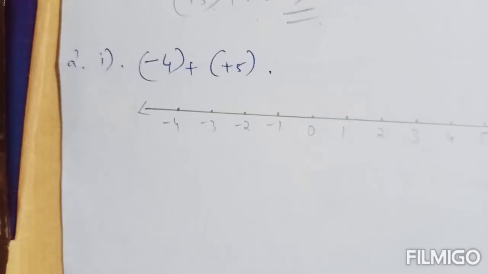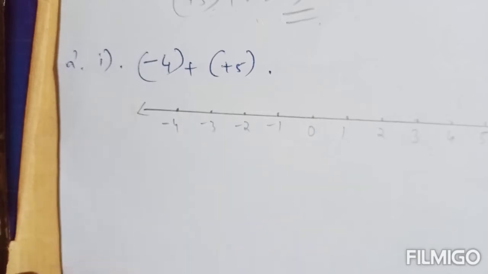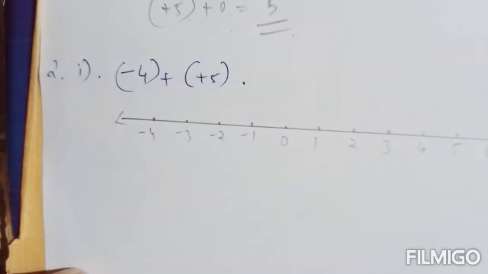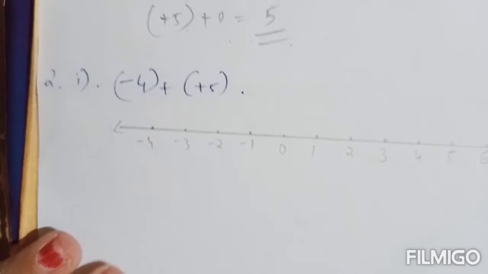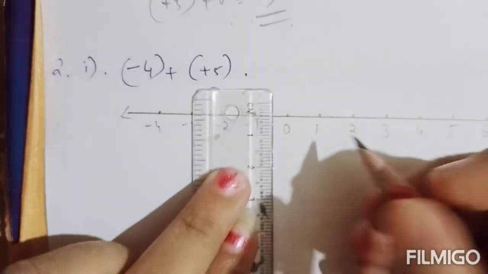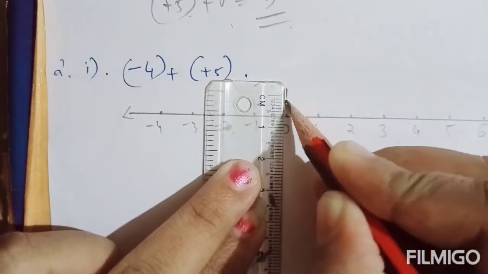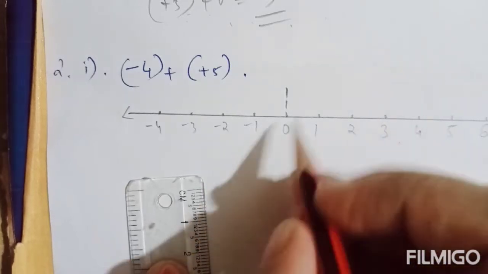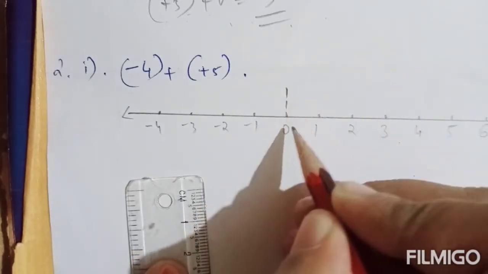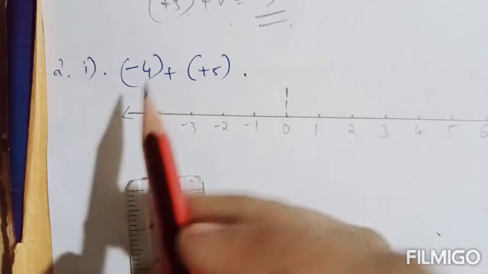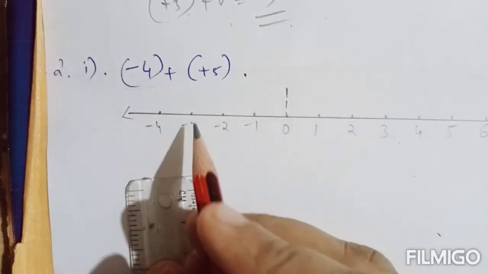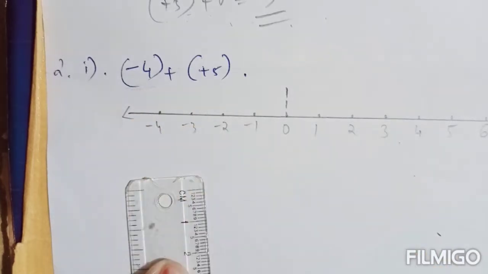Okay, now second question. In that first one, minus 4 plus 5. So here a negative number is coming. This is another type. Minus 4 plus 5. So always you have to start from 0. Okay, mark, draw a dotted line at 0. Okay, now the first number is minus 4. So what to do is move 4 units to the left of 0.